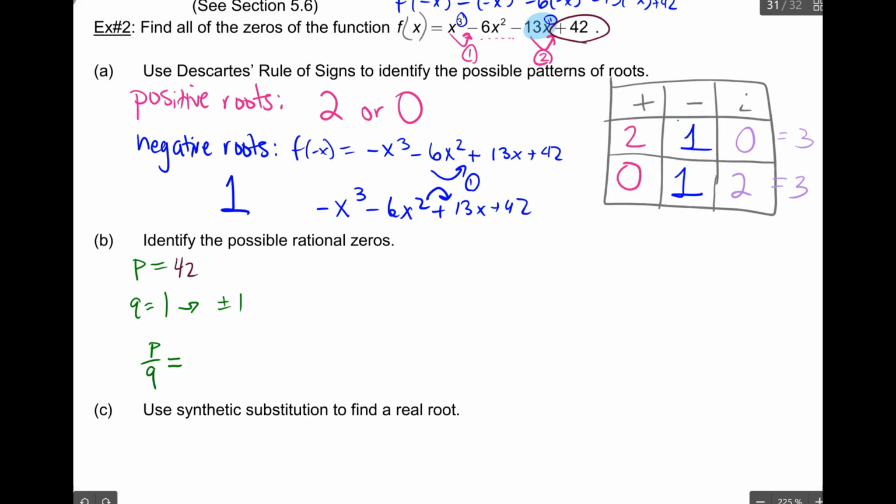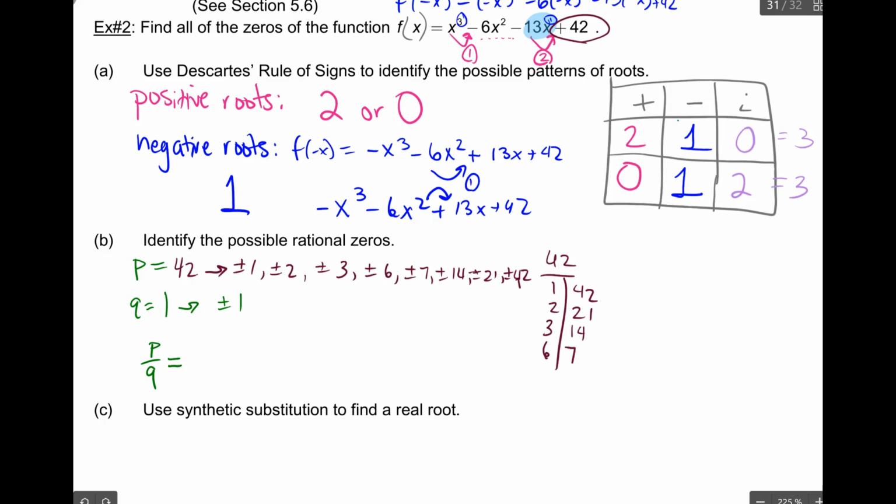Alright, so P is 42, so all the factors of 42, let's see what we get. 1 and 42, 2 and 21, 3 and 14, 4 doesn't go evenly, 5 doesn't go evenly, 6 and 7. Let's see, yeah, that's it. So I have plus or minus 1, plus or minus 2, plus or minus 3, plus or minus 6, plus or minus 7, plus or minus 14, 21, and 42.